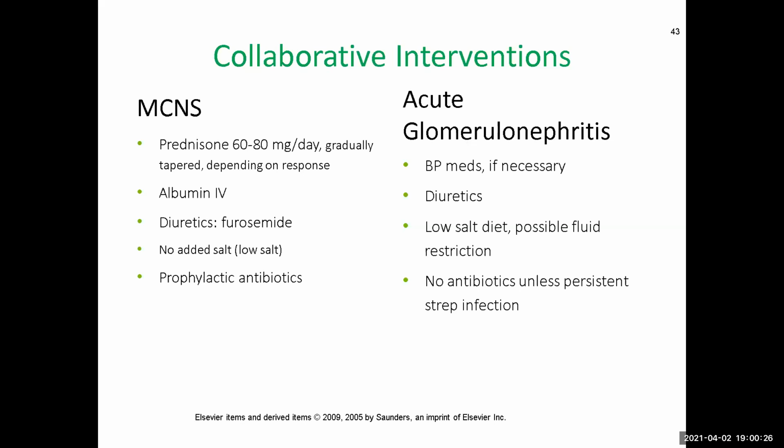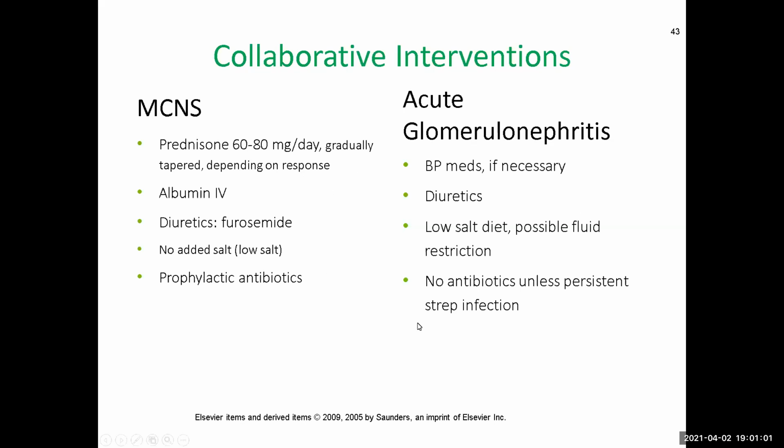So here's a list of collaborative interventions for these kids. Other immune suppressants are used if prednisone doesn't work, and further workup. You might do a kidney biopsy. For the MCNS, 90% of the patients get complete remission with steroid treatment. Acute glomerular nephritis usually returns to normal within 6 weeks with supportive care.